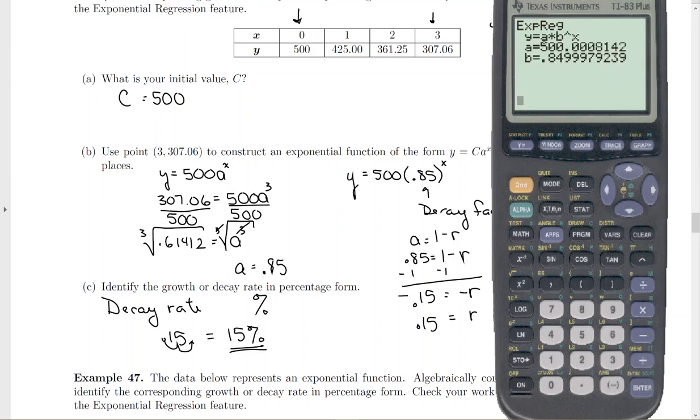But see how it's a times b to the x? Instead of using c and a, they use a and b. But their a value was 500.000, which was pretty close to mine. And their b value was 0.849997, which was really close to mine, especially when you round it, 0.85. So this is a great way to check your work.